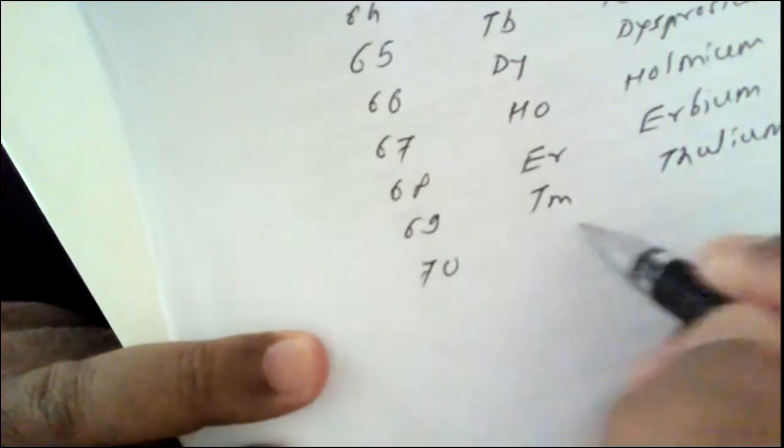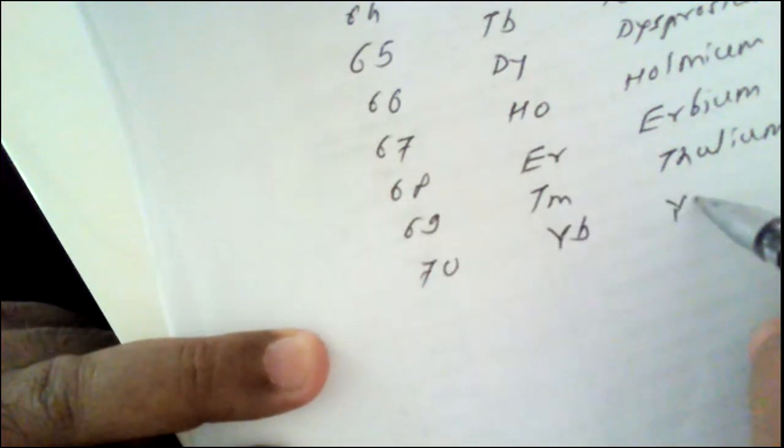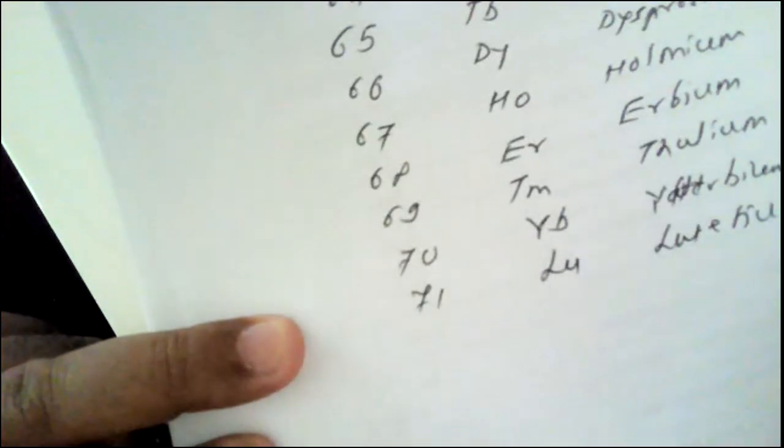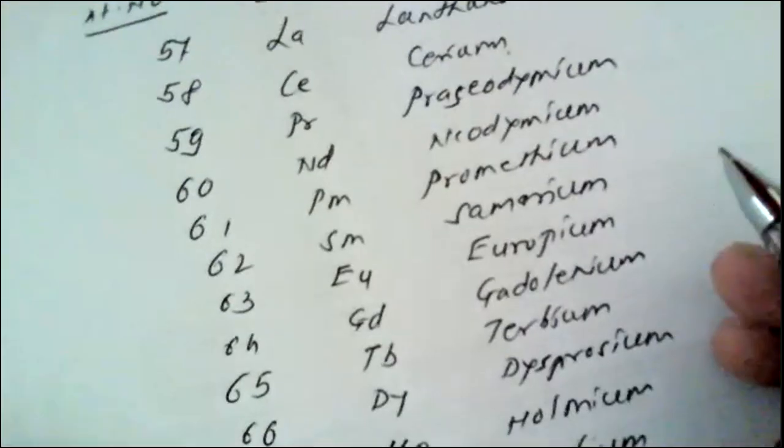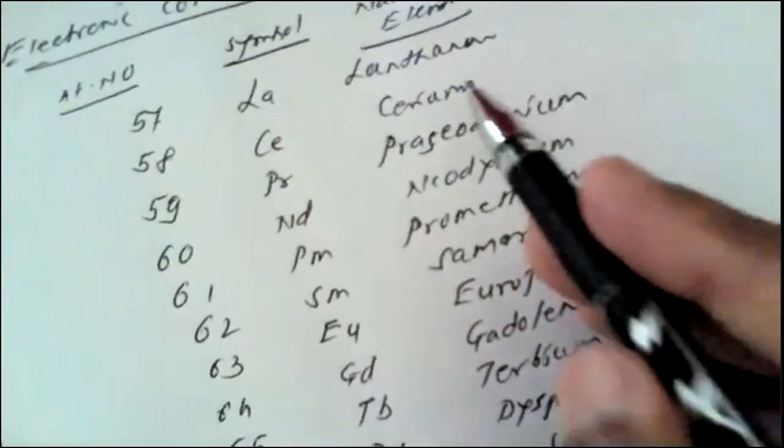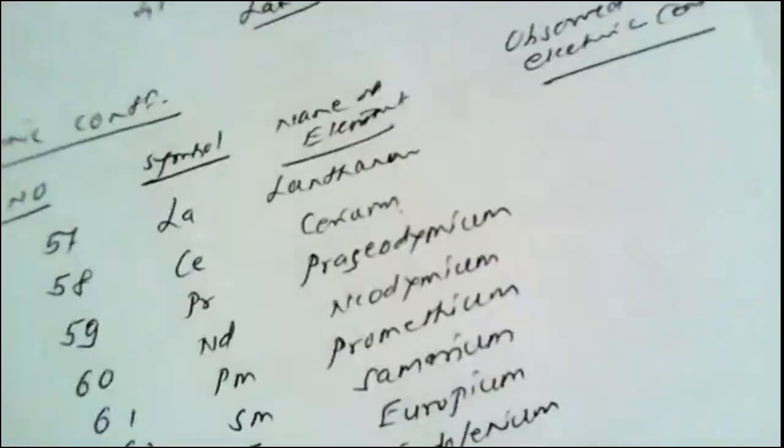Then 70 is Yb. Name of the element is ytterbium. And 71 is Lu. Name is lutetium. So these are all 15 members starting from lanthanum to lutetium. They comprise the presence of partially filled or incompletely filled 4f orbital, and hence are known as lanthanide elements, or commonly known as 4f elements.